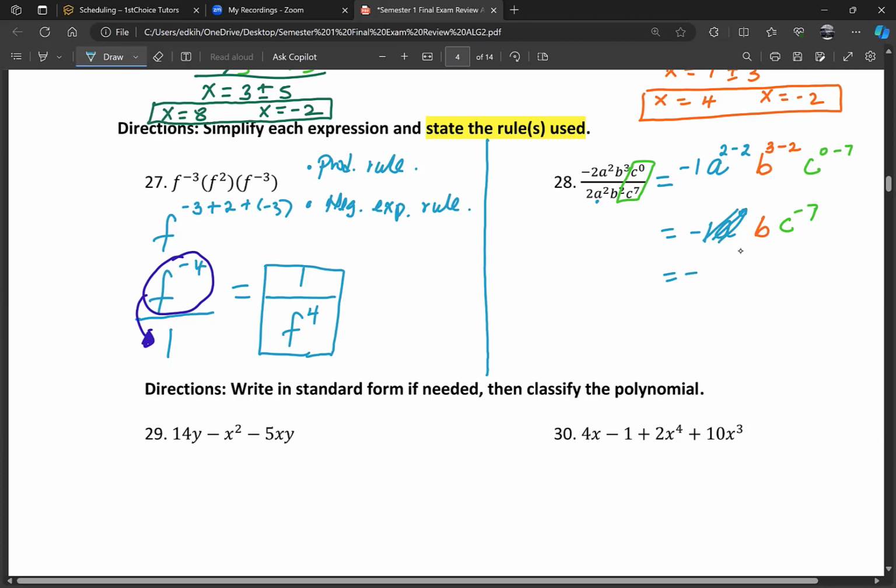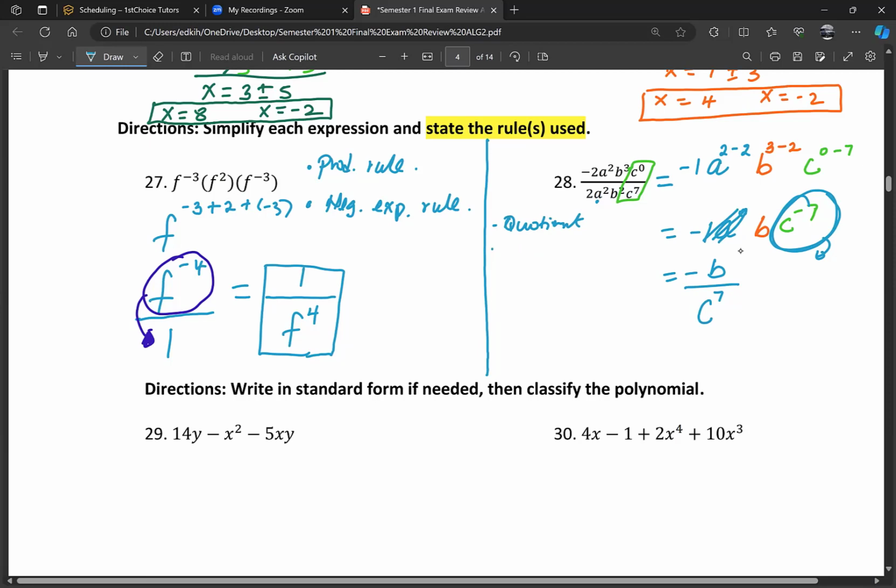So we have a negative B. And remember, you're not allowed to have a negative exponent. So that is going to need to come to the bottom. So it'd be C to the power of 7 as our final answer. So what rules did we use? We use the quotient rule. We used the zero, which is power of 0.